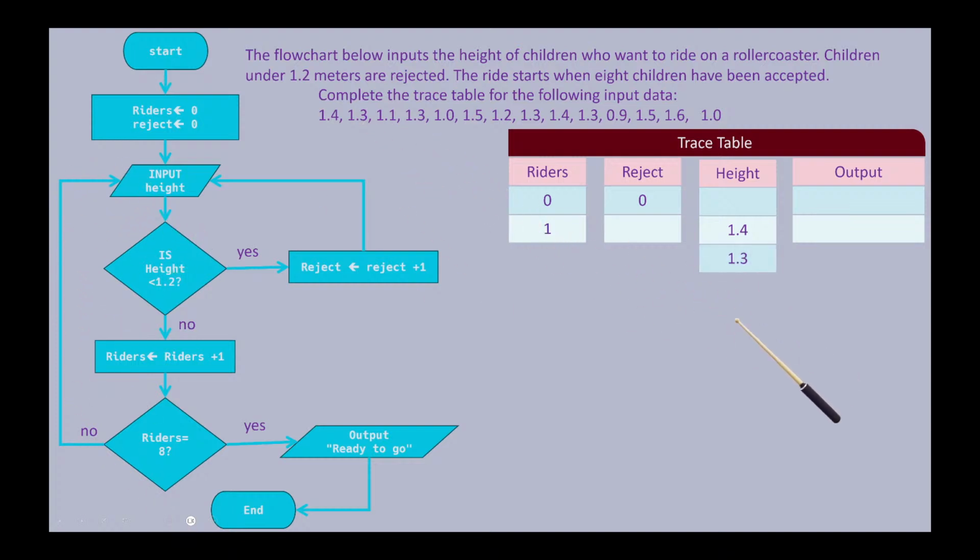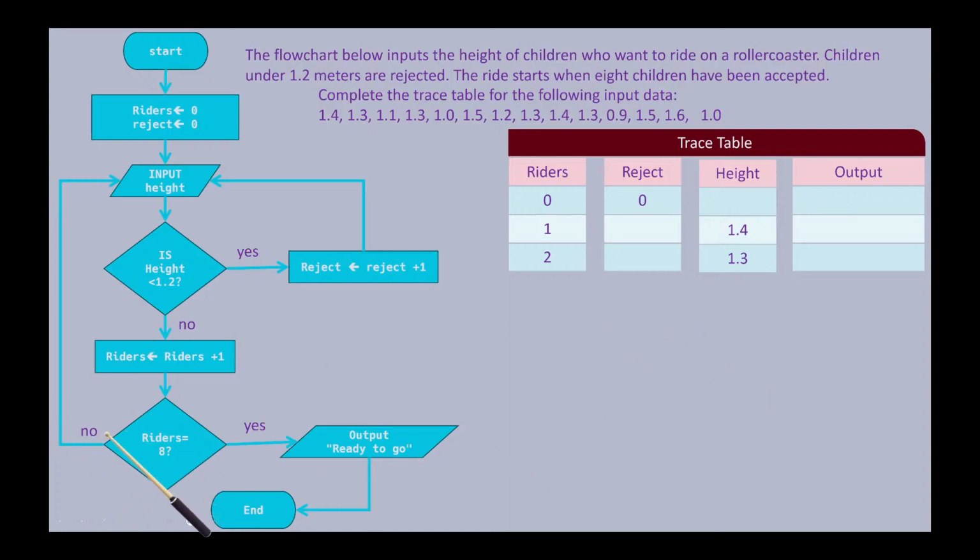1.3. Okay. Then we check again if the height is less than 1.2, so it's no, right? So we come here. Rider is equal to rider plus 1. So what is rider? Rider is 1. 1 plus 1 is what? 2. And then again, we check is rider equal to 8.